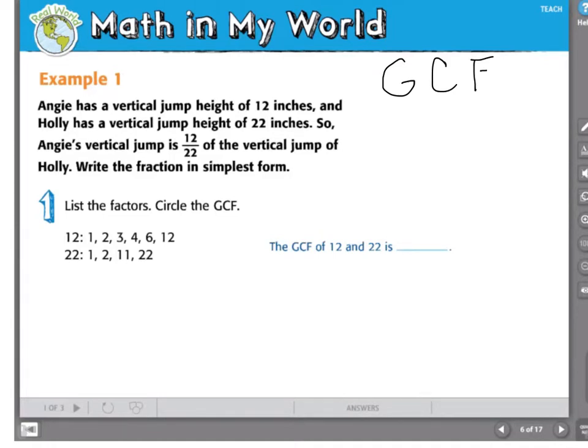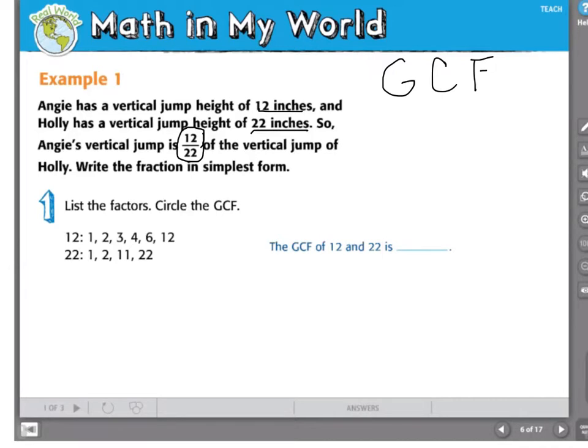So here in this example, Angie has a vertical jump height of 12 inches, while Holly has a vertical jump height of 22 inches. So Angie's vertical jump is 12/22 of the vertical jump of Holly. We're going to write this fraction in its simplest form.